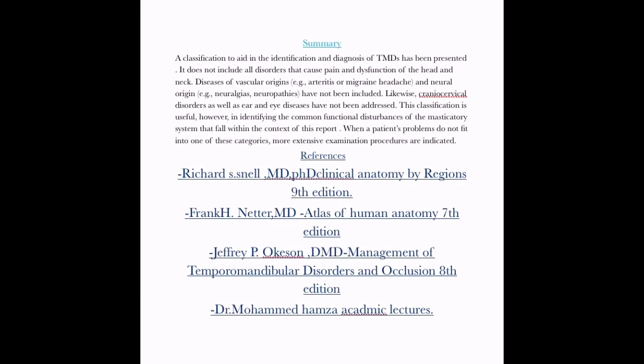This classification is useful, however, to identify the common functional disturbances of the masticatory system that fall within the context of this report. When the patient's problem does not fit into one of these categories, more extensive examination procedures are indicated.